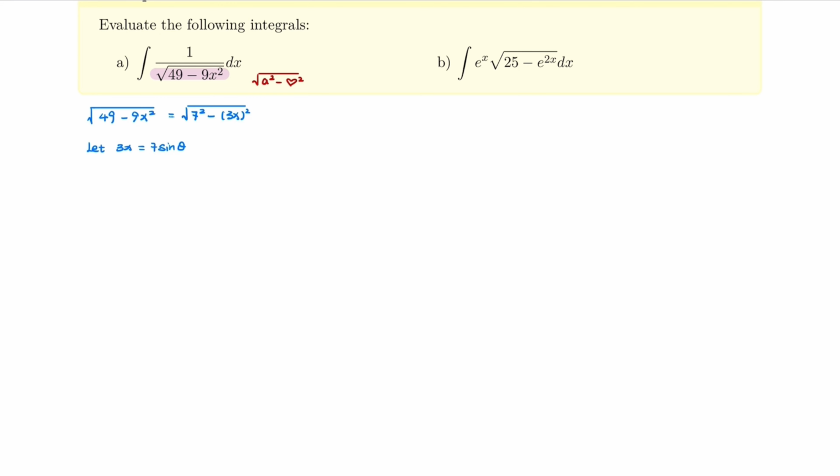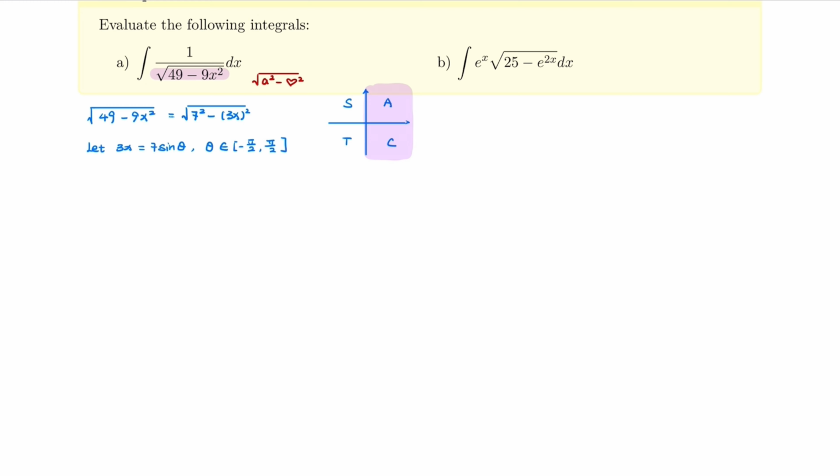If I set it as sine theta, then I need to consider where cosine theta is positive or non-negative, so I can draw CAST. All students take calculus, and I can see that this part is where my cosine is going to be positive, so theta is between negative pi over 2 and pi over 2. Now let's do the substitution.